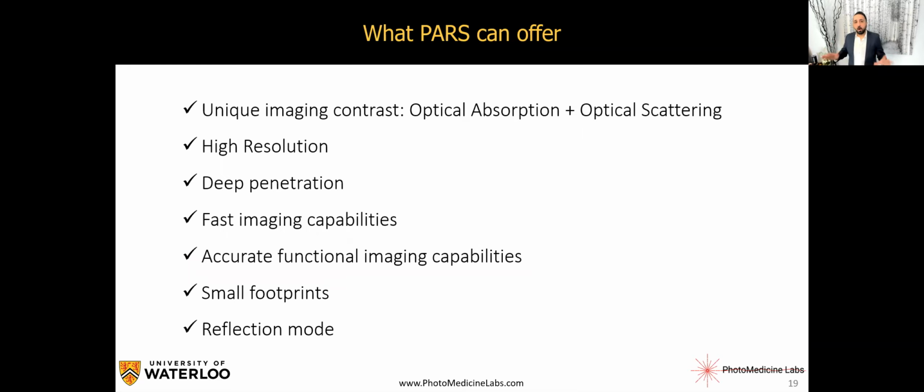So what can PARS now offer? We have a very unique imaging contrast. We can now image optical absorption as well as optical scattering. Why optical scattering? Because our detection light by itself can perfectly act as a confocal scattering microscope. And when the excitation is on, we can directly measure optical absorption. It's a luxury, an advantage for us that general OR-PAM or optical resolution photoacoustic systems don't have.